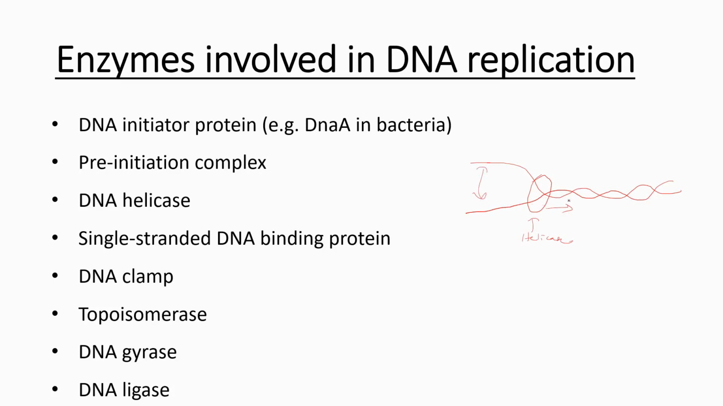As the helicase moves down, it can cause strain on the region of DNA which is not yet unwound. To reduce the chances of this, DNA gyrase will relax the DNA which is not yet unwound, and this will allow helicase to proceed at the same rate along this DNA. DNA ligase is an enzyme I'm going to come to on the next slide.